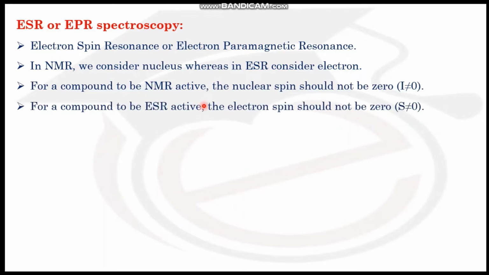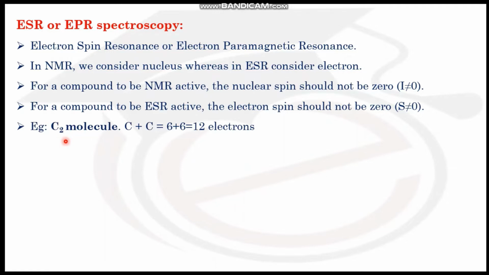Similarly, for a compound to be ESR active, the electron spin should not be 0, or there should be an electron spin. That means the S value is not equal to 0. If a compound has an unpaired electron, then the spin will be 1/2, so the S value is not 0. If a compound contains paired electrons, then the overall spin will be 0, and that time it is not ESR active. We can consider one example.